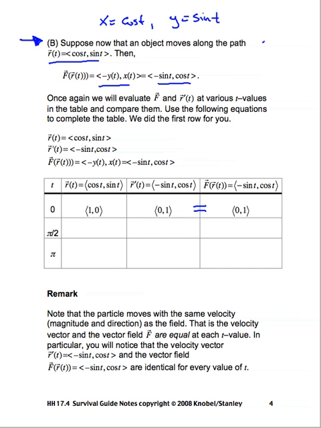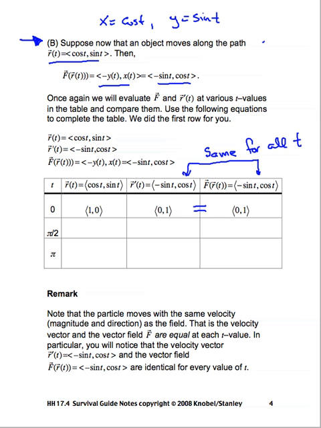Now, remember, for this to be a flow line, this has to be true not just for one value of t, but for all t. But I think you can see that for all t, this will be the case, because if you compare r prime of t with f of r of t, you can see that these are the same for all values of t.